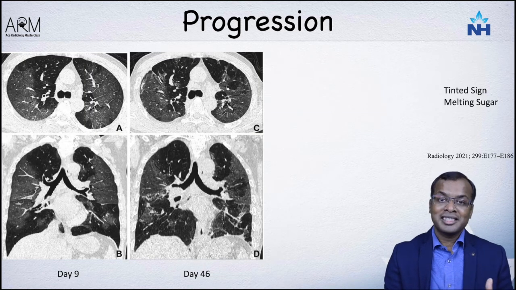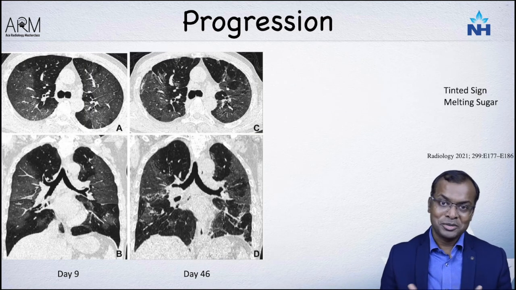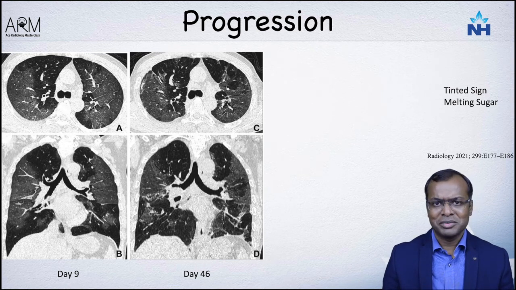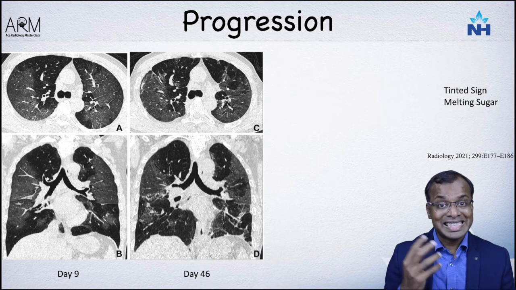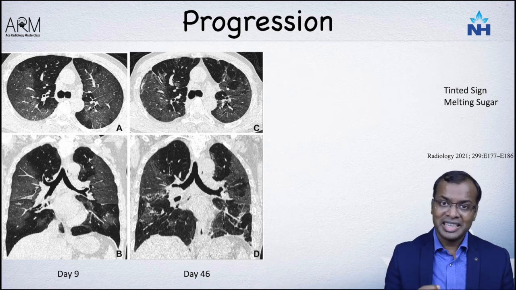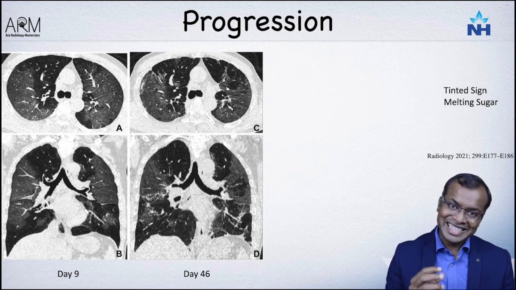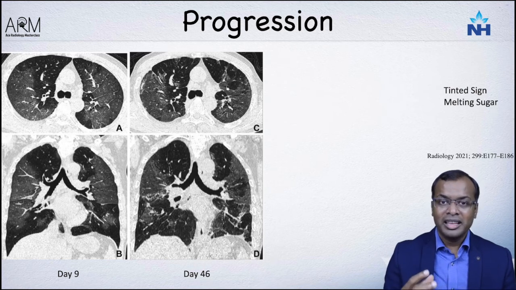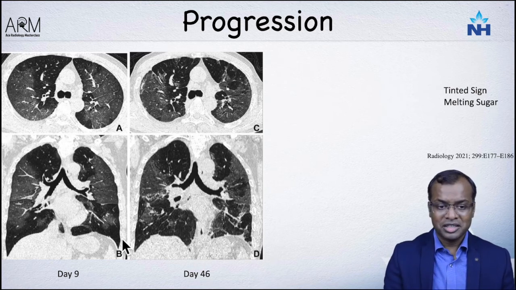Now, this brings a very nice way of introducing two new terminologies which have been coined recently. One is called the melting sugar sign, and the other one is called the tinted sign. This is a good example. This is a patient who had COVID. You can see diffuse areas of ground glass abnormalities on day 9. Day 46, something similar, getting less dense, the ground glass, but the amount of involvement is pretty much the same.